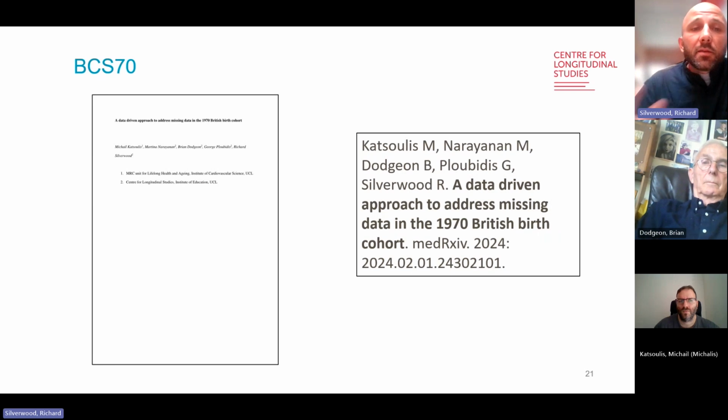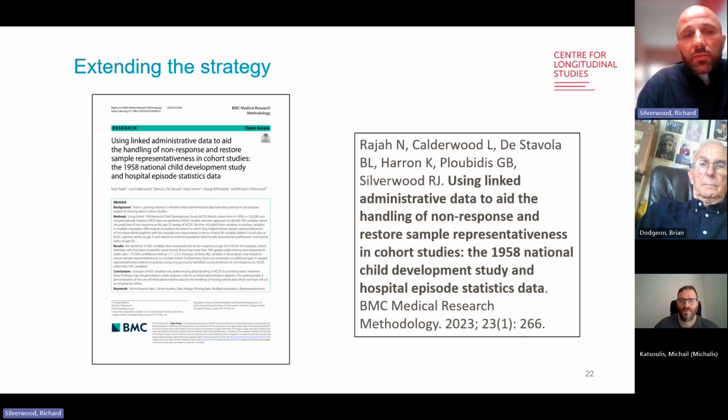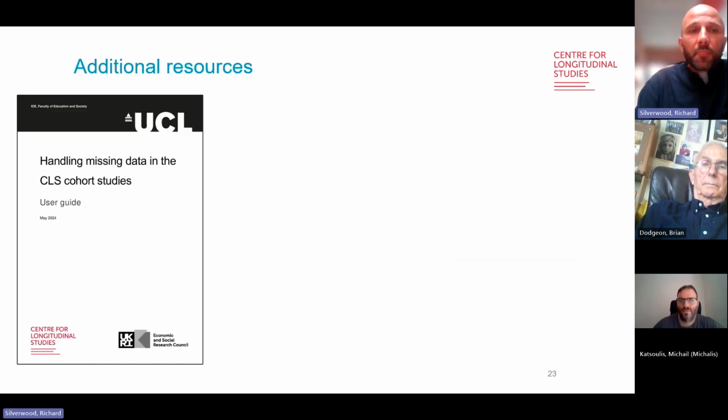This is a recent preprint in BCS70, and this is the work that Michaelis is going to present in a minute. And this is also some recent work where we've been trying to extend this strategy by using a similar data-driven approach to identify predictors of survey non-response, but now in linked administrative data, here in Hospital Episode Statistics, to see if we can utilize that information to better handle non-response. So an extension of the strategy.